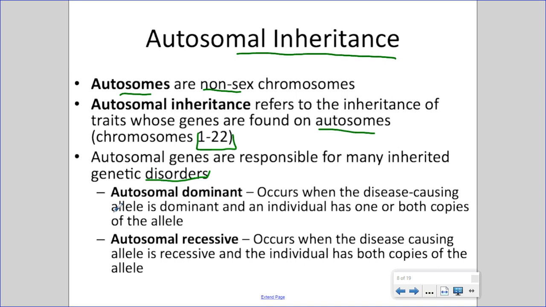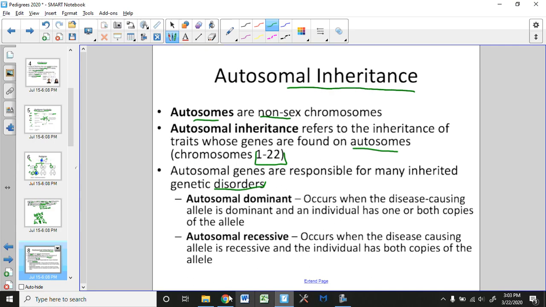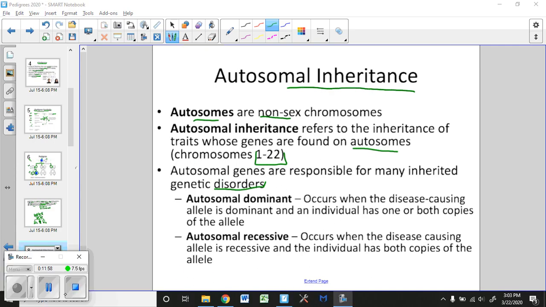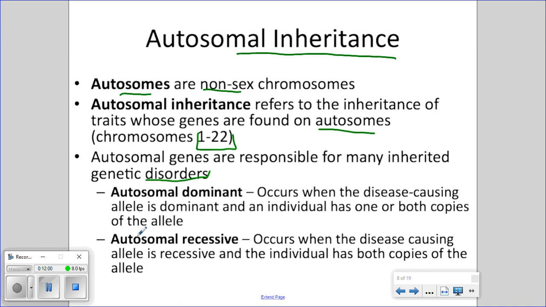So with those patterns of autosomal inheritance, excuse me, we'll take a little break. All right, I apologize for that.